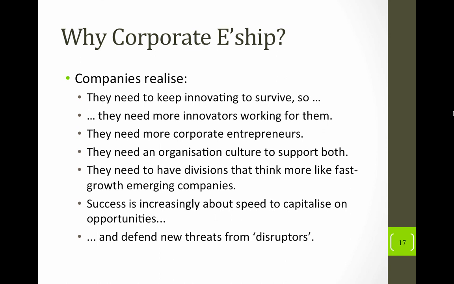They recognise that entrepreneurs think differently and that they need people within their organisation who have a bias for action and can work out how to do things quickly and with minimum resources.